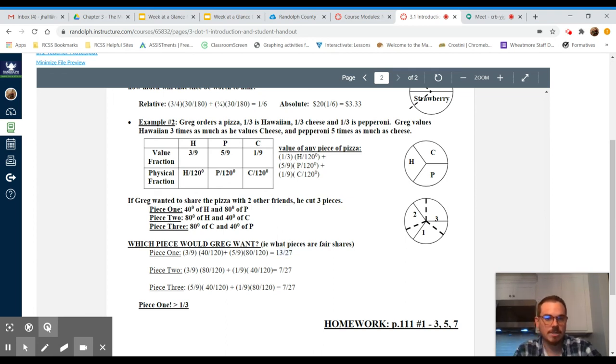Piece 2, 3/9, because he's getting 3/9, which is Hawaiian, 80 degrees of that. He's getting a ninth, which is cheese, 40 degrees of that. That turns out to be the fraction 7 out of 27. Okay. And then piece 3, he gets pepperoni, 40 degrees of pepperoni, and 80 degrees of cheese. Again, 7 out of 27. So which one would Greg want? Because of the way that we set this up, Greg is going to want the 13 out of 27. He's going to want piece 1 because that's greater than a third of all, right? He's getting the most value, in his opinion, with piece 1.